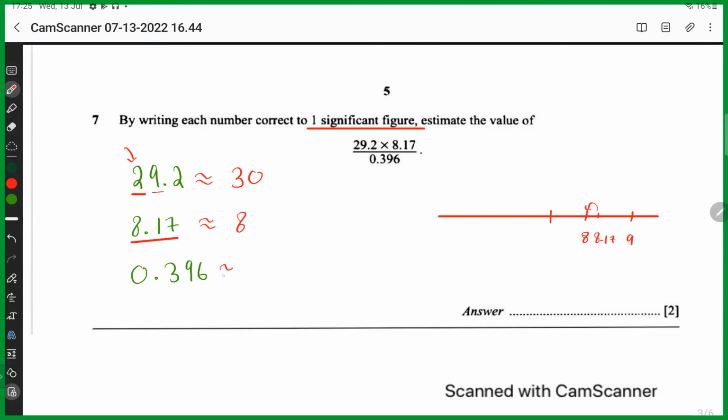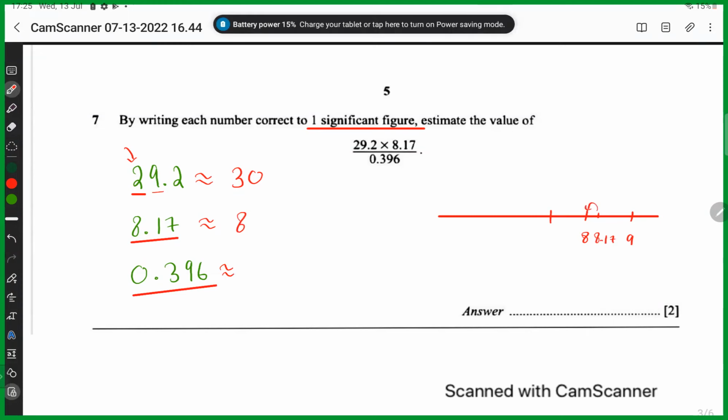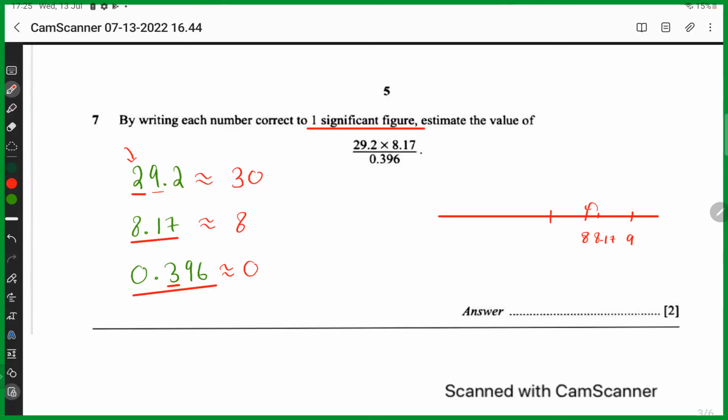Can anyone tell me what would be the case for this one? Ma'am, it would be 0.40. Very well done. When I convert 0.396 to one significant figure, I am talking about this decimal place, and the next number is 9. It's greater than 5. The idea is again the same. I would be adding 1 and it would become 0.4. So now I need to just rewrite this as 30 multiplied by 8 divided by 0.4.